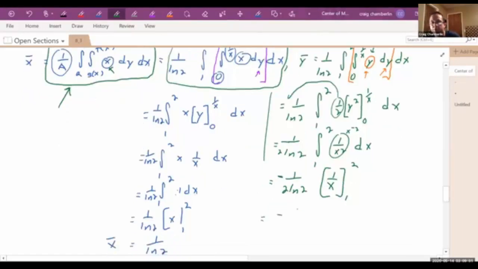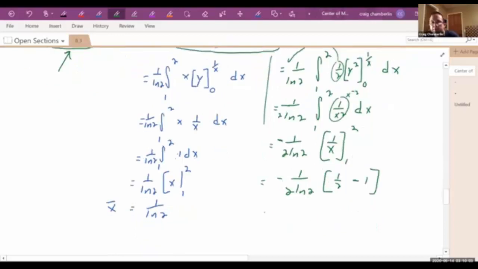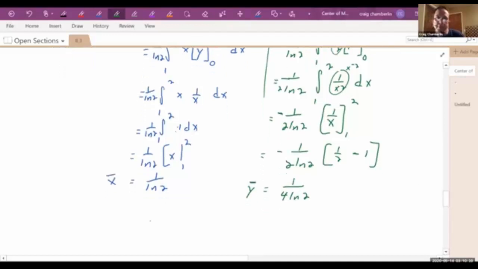And then when I do the evaluation, I'll plug in the upper limit, 1 over 2 minus 1, which is actually minus 1/2 on the inside. So the negatives will cancel, and you'll have a 1 over 2 natural log of 2 times 1/2, which is 1 over 4 natural log of 2. And if you follow the equal signs, that was y bar. So then the balance point, the centroid, whatever you want to call it, x bar, y bar, is going to be these two coordinates put together: 1 divided by natural log of 2, comma, 1 divided by 4 natural log of 2.